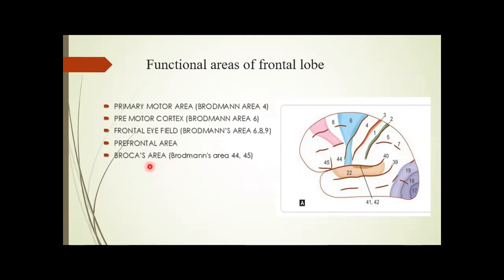When this Broca's area is damaged, it leads to Broca's aphasia, in which there is difficulty in articulation, but the comprehension is not impaired. In contrast to that, the Wernicke's area, that is area 22, which is dominant in the temporal lobe, when damaged, the comprehension is impaired.